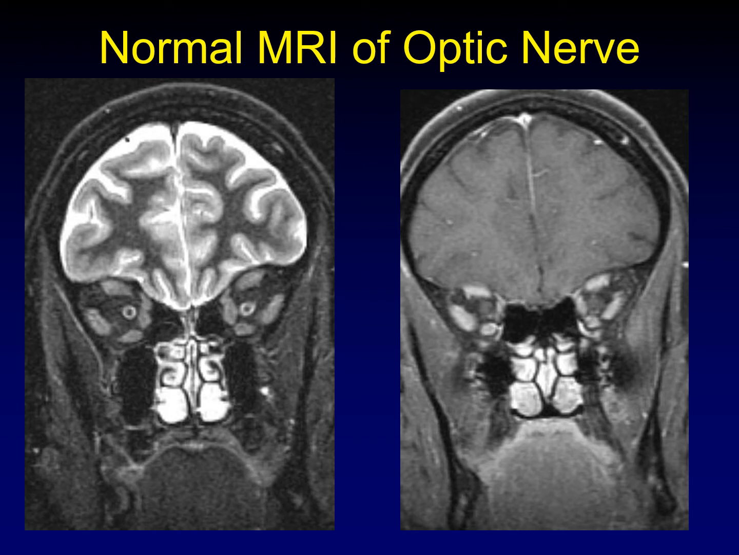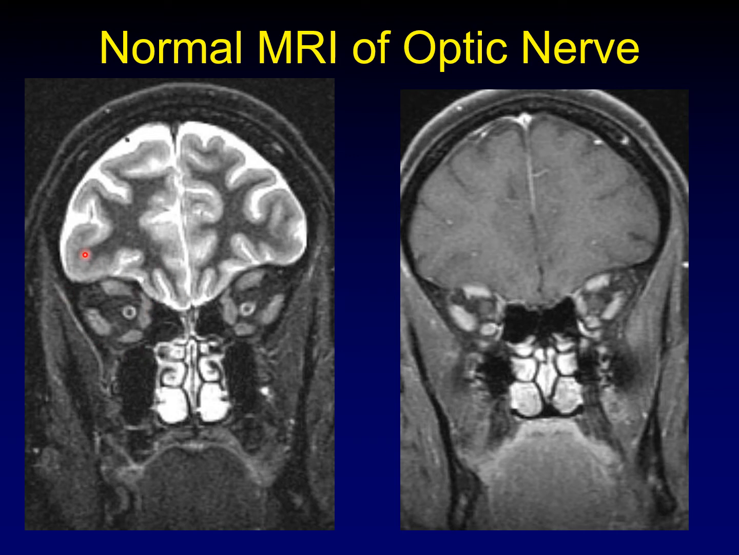These two pictures are probably the most important images to understand in the entire lecture. This is the normal appearance of the optic nerve on a fat-suppressed coronal T2 weighted image and a fat-suppressed contrast-enhanced coronal T1 weighted image. You have to understand this normal anatomy to be able to pick up pathology, and when you see asymmetry, to know which is the normal side and which is the abnormal side.